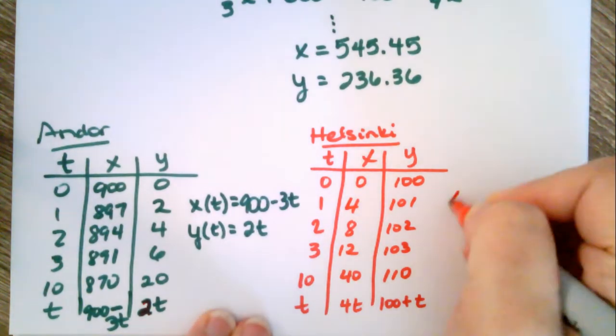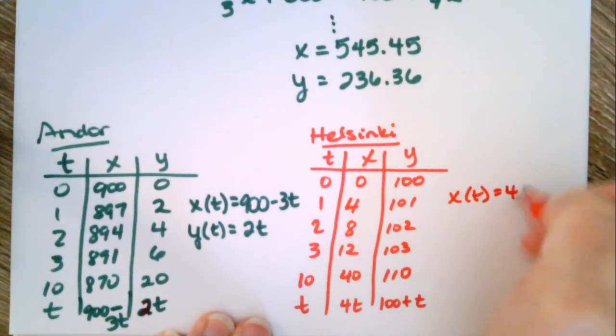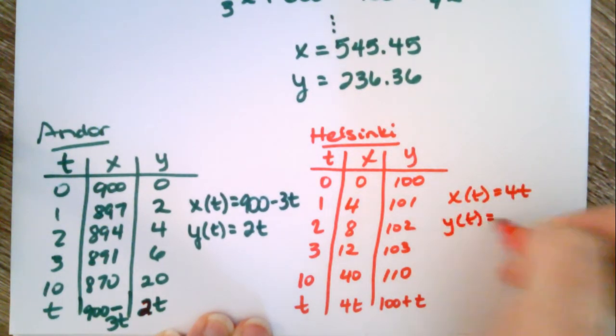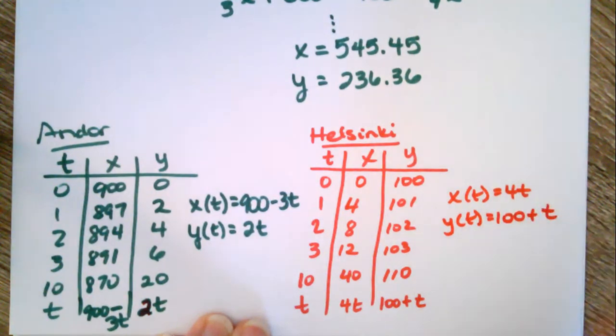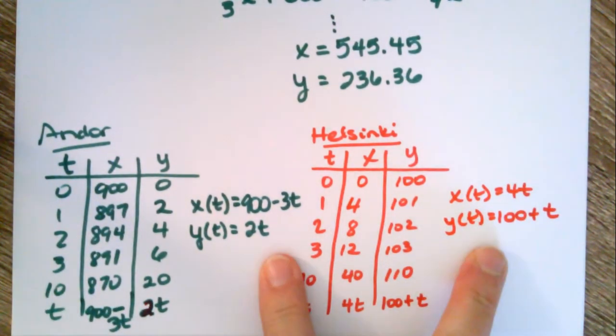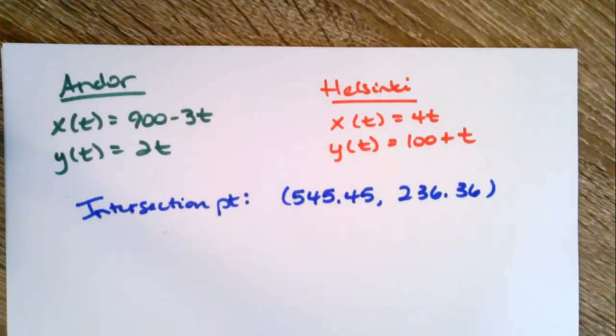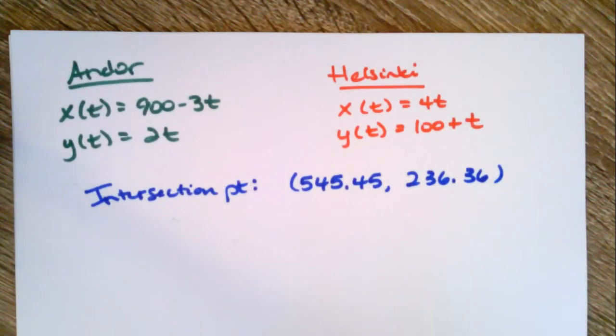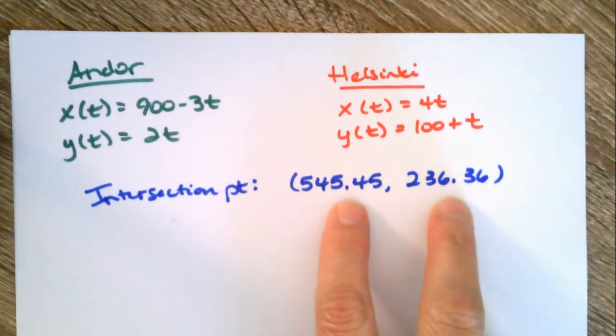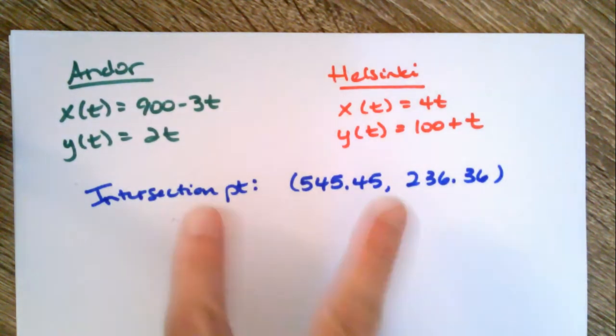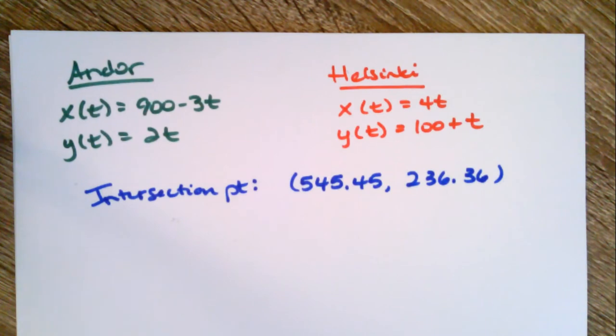And we'll do the same thing for the Helsinki. X of t is 4t, y of t is 100 plus t. These are both parametric equations. So now let's go back and consider our intersection point. So I have these sets of equations representing the movement of these two ships.